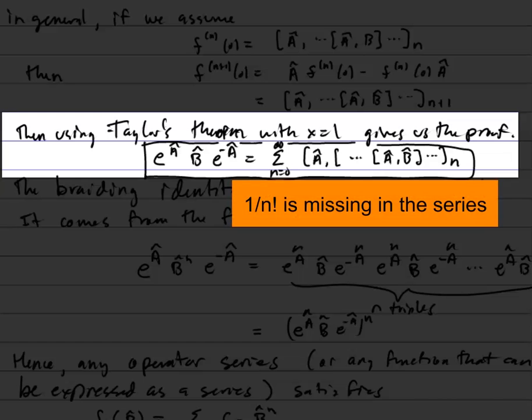I can see that there is a typo in this. I seem to have dropped the 1 over n factorial in this expression, so I will correct that in the notes, but just remember that the final expression is sum n equals 0 to infinity, the n-fold nested commutator with all a's, and then the last commutator being a commutator of a with b in the innermost part of the nested commutator, and then it's multiplied by 1 over n factorial.